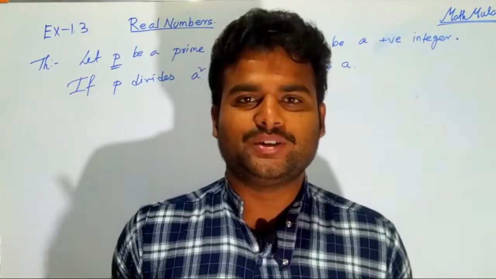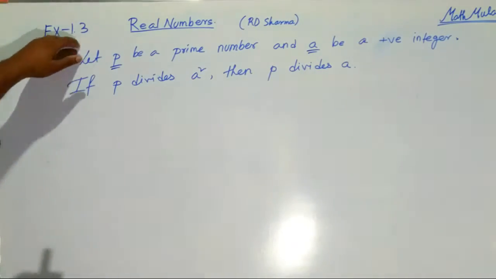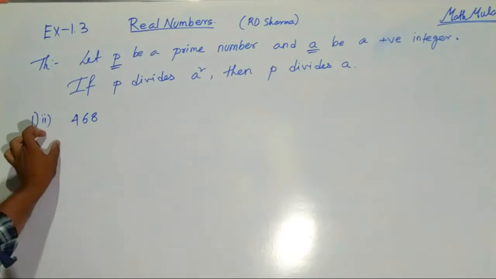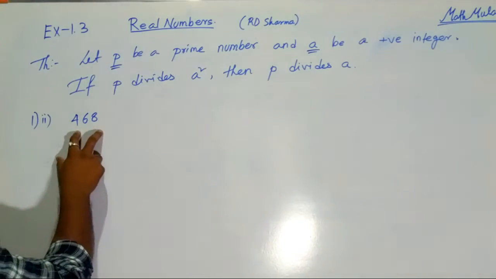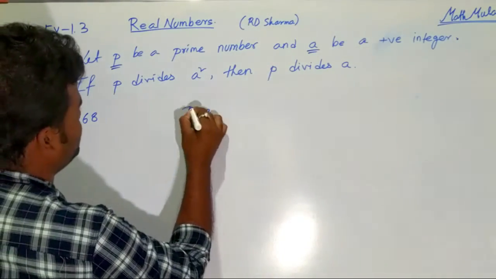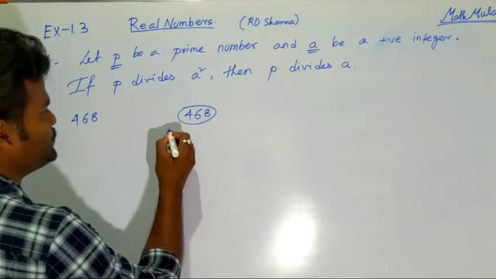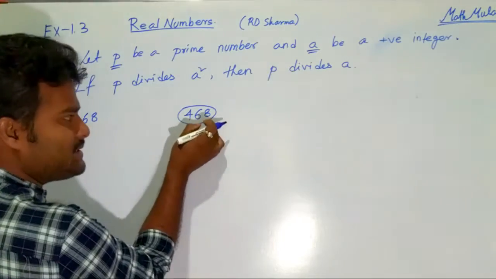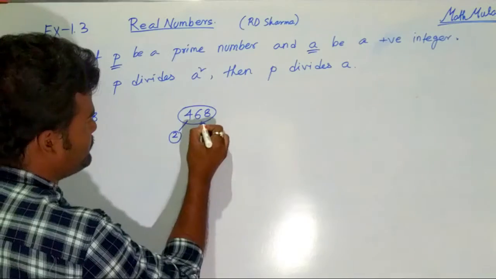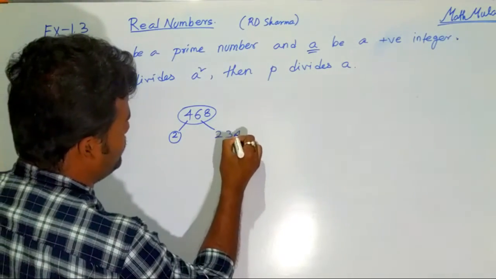Proved. Now we solve some important sums from the book R.D. Sharma, exercise 1.3. The first sum, part 2: express the number as the product of prime factors. First, we try to divide this number by the smallest prime number, that is 2. Since this is an even number, it must be divisible by 2, and the quotient will be 234.